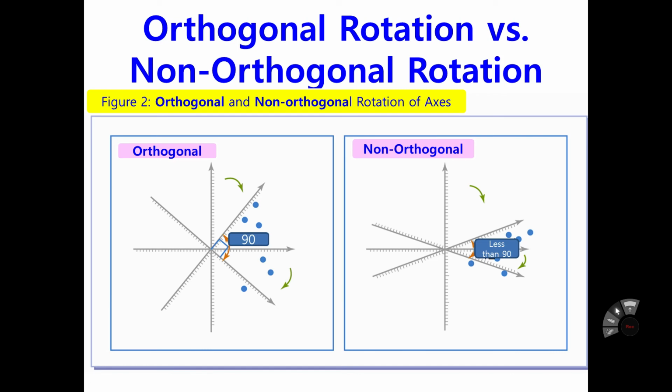The rotation has two cases. First, orthogonal rotation. Second, non-orthogonal rotation. In the first case, orthogonal rotation keeps the angle of the x-axis and y-axis orthogonal. In the second case, the angle between the x-axis and y-axis is allowed to be less than 90 degrees, which is called the case of non-orthogonal.